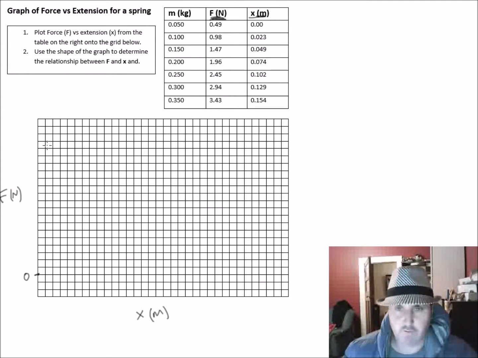I've got about 20 boxes up there, and the force goes up to 3. So let me say 4 newtons. So I'm going to go 5 boxes for every 1 newton. 1, 2, 3, 4, 5 for the 1. Then 2, and 3, and it's 4.